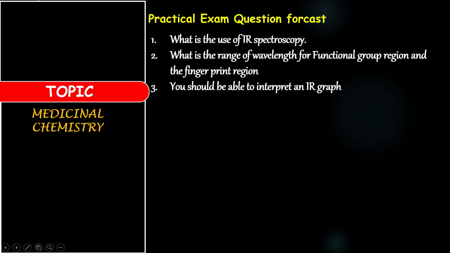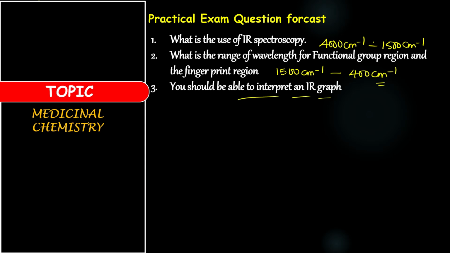Now, what is IR? What is the use of IR spectroscopy? We said IR spectroscopy is used to determine the various functional groups that are present in a compound by means of vibrational frequency. What is the range of wavelength for the functional group region? Now, the functional group region is within 4,000 centimeter reciprocal to 1,500 centimeter reciprocal, while the fingerprint region is between 1,500 centimeter reciprocal to 400 centimeter reciprocal.